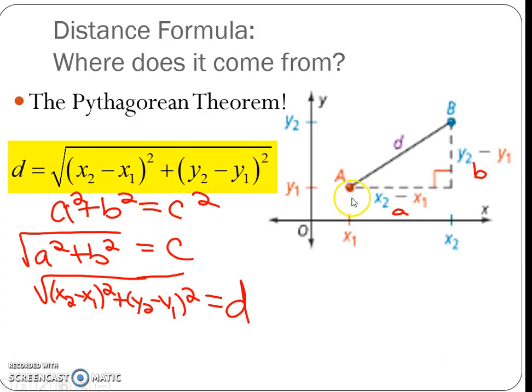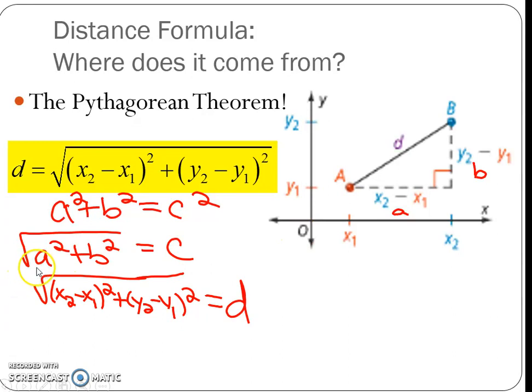So the distance formula is when they give you x and y points, 2 points, you can find the distance between A and B. So basically this right here is where you find the distance.